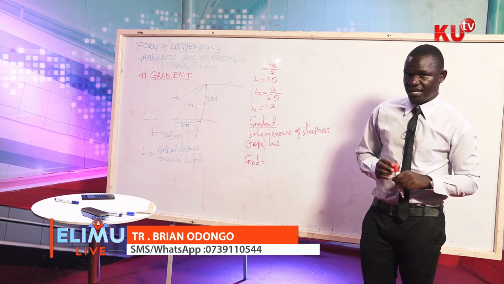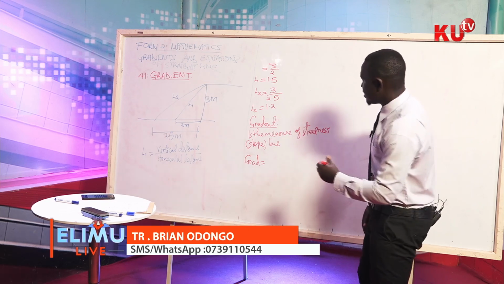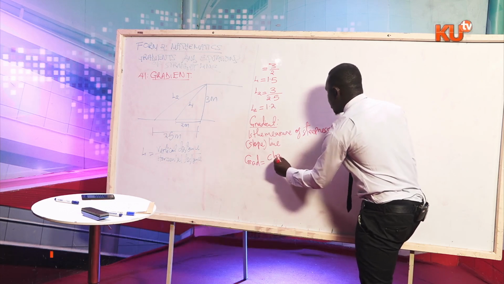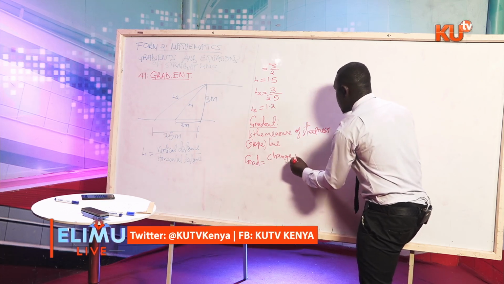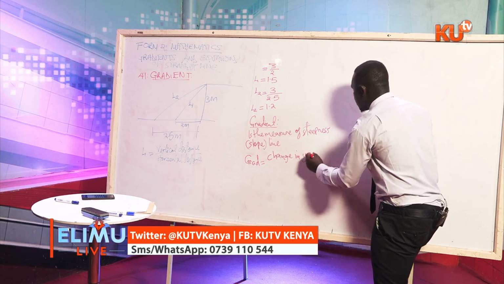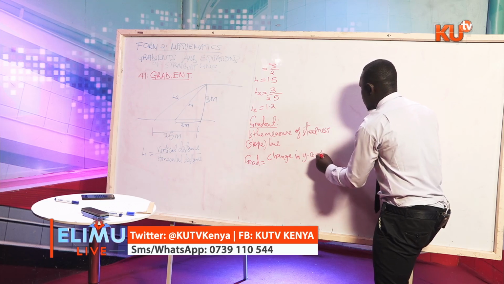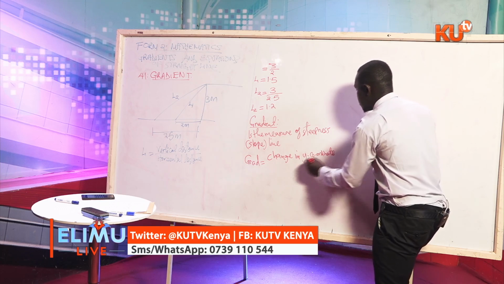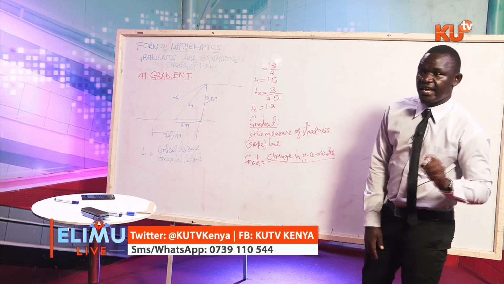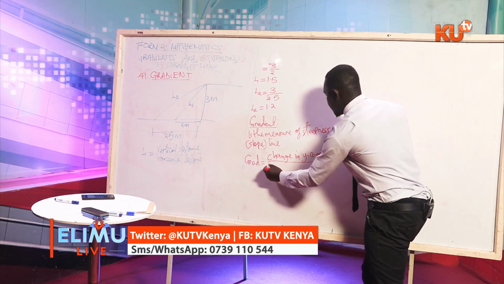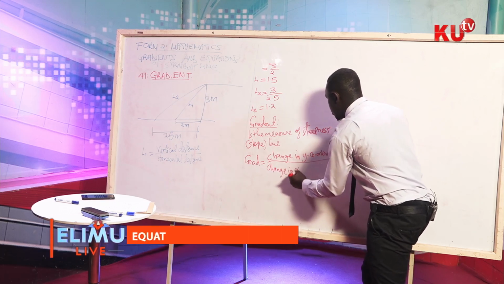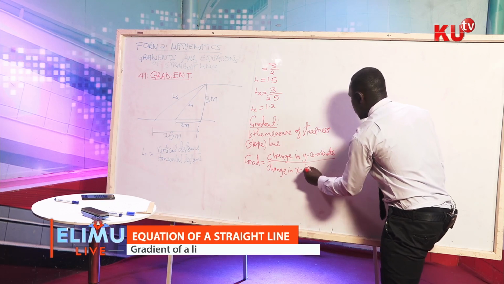Are we together, students? Yes, so we put that in point form: gradient is simply change in the y coordinate all over the change in the x coordinate.